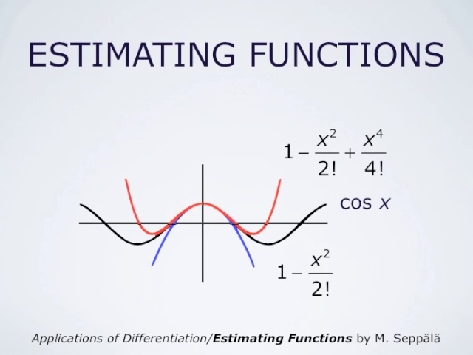Using these methods, we can actually show that cosine of x is always between 1 minus x squared over 2 factorial and 1 minus x squared over 2 factorial plus x to the fourth over 4 factorial. That is, cosine of x is squeezed between the graphs of these two polynomials, the red polynomial of degree 4 and the blue polynomial of degree 2. This is handy when we have to study the behavior of the function cosine of x near the origin.